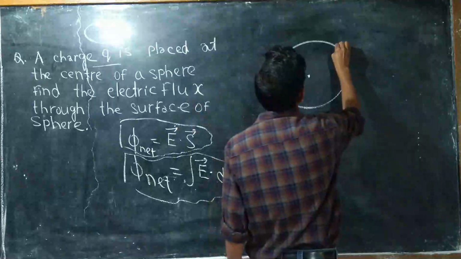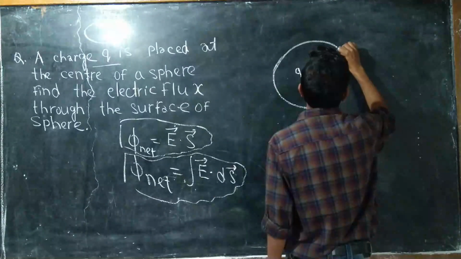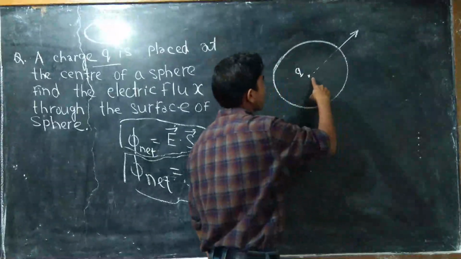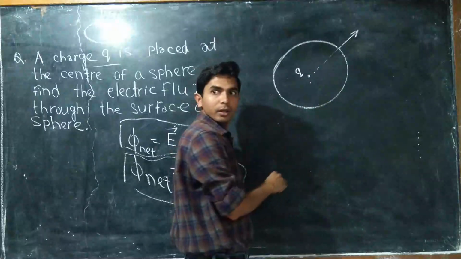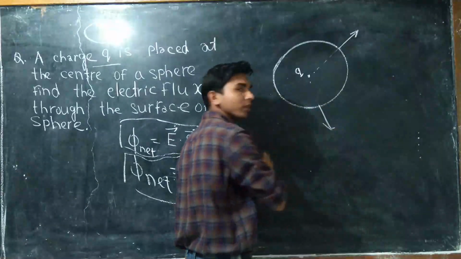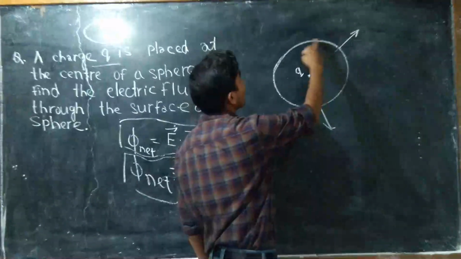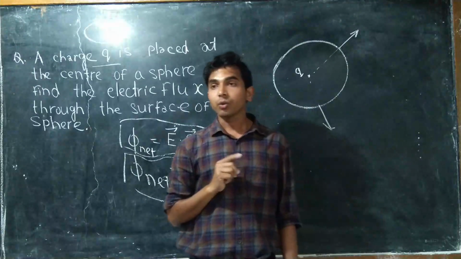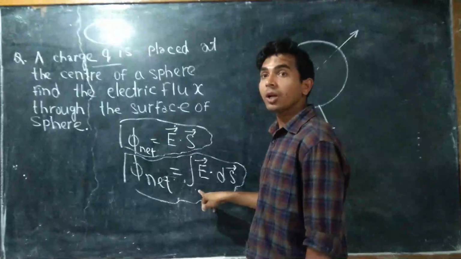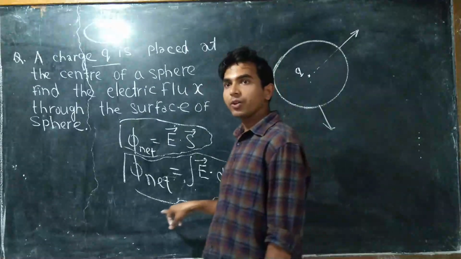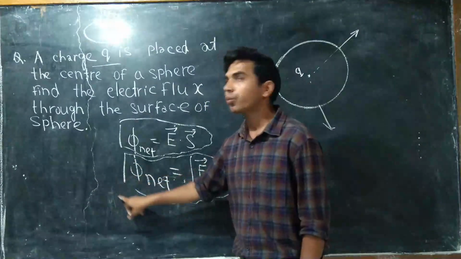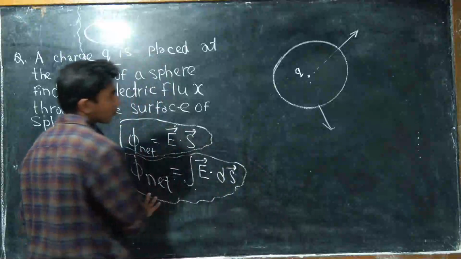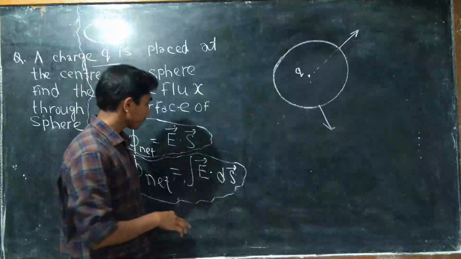Suppose I am taking one point here. The direction of electric field at this point is in this direction. Suppose I take another point here. The direction of electric field at this point is in this direction. So at all the points on the surface, the direction of electric field line is changing. That means the electric field is non-uniform, so we have to use the integration formula to find electric flux.